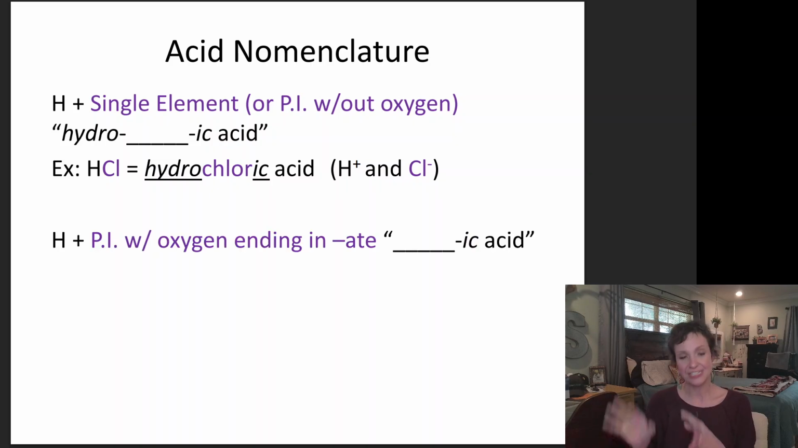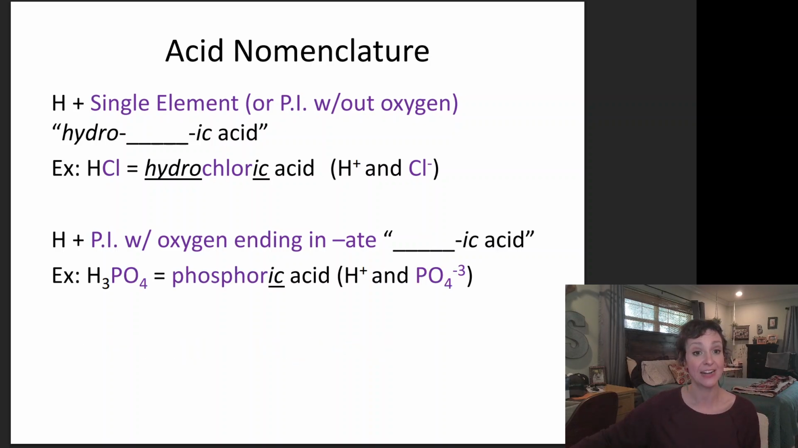My other option is that hydrogen is paired up with a polyatomic ion. It depends on what the ending of the name of that polyatomic ion is. If it ends with ate, I think, I ate something icky, so I change the ending to ic acid. Our example here is phosphoric acid. That is the polyatomic ion phosphate, which means I change the ending to ic: phosphoric acid.